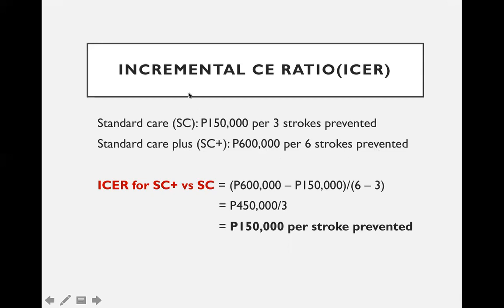Computing for the ICER of Standard Care Plus versus Standard Care, we utilize the formula and substitute the values. So we get the difference between the cost of the two options first, and then we get the difference between the effectiveness of the two options, and then you just divide. Substituting the values, we get 150,000 pesos per stroke prevented. So this is the ICER of Standard Care Plus compared to Standard Care.